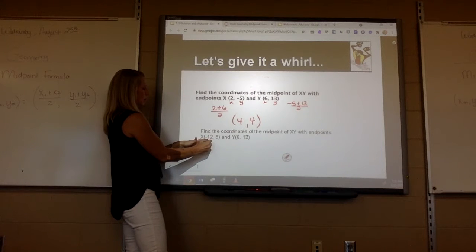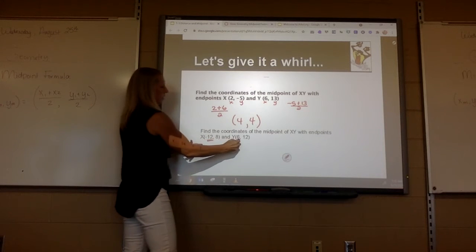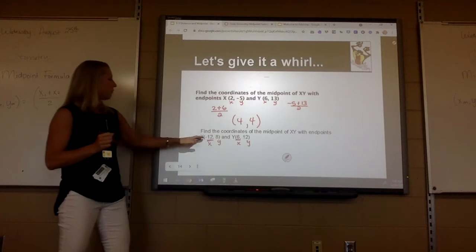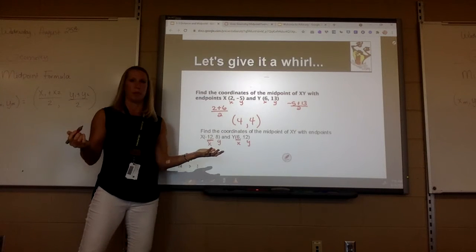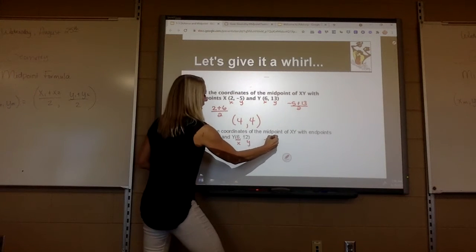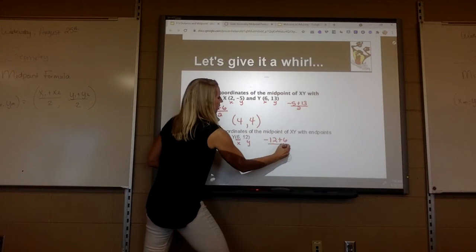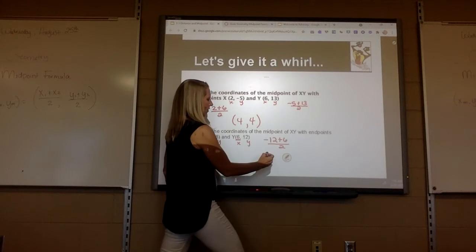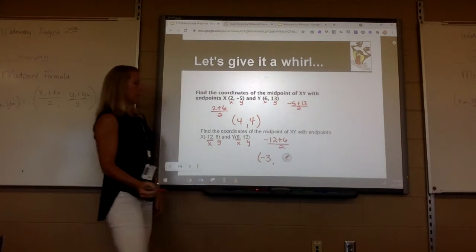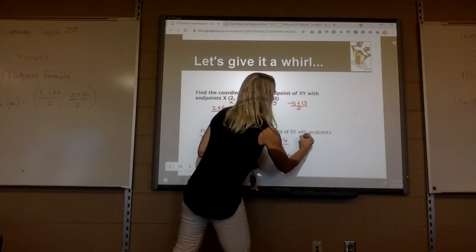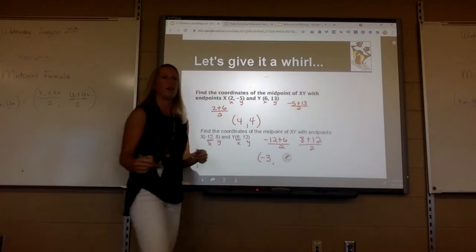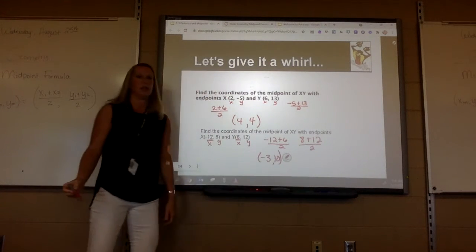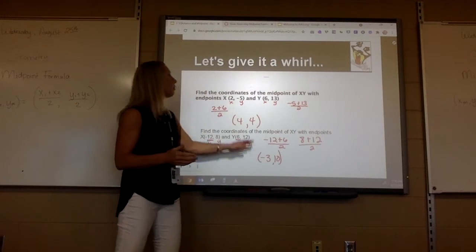So like this example, negative 12 and 6 would be my x's, and 8 and 12 would be my y's. So I would do my x's first, negative 12 plus 6, and then divide by 2. What's negative 12 plus 6? Negative 6. And negative 6 divided by 2? Negative 3. And then I gotta do my y's, 8 plus 12, 20. 20 divided by 2? 10. So you'll just do them separately.